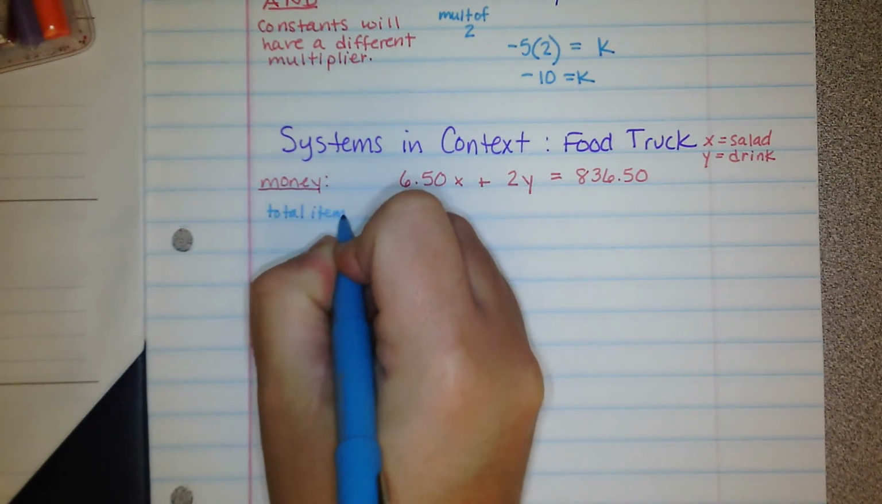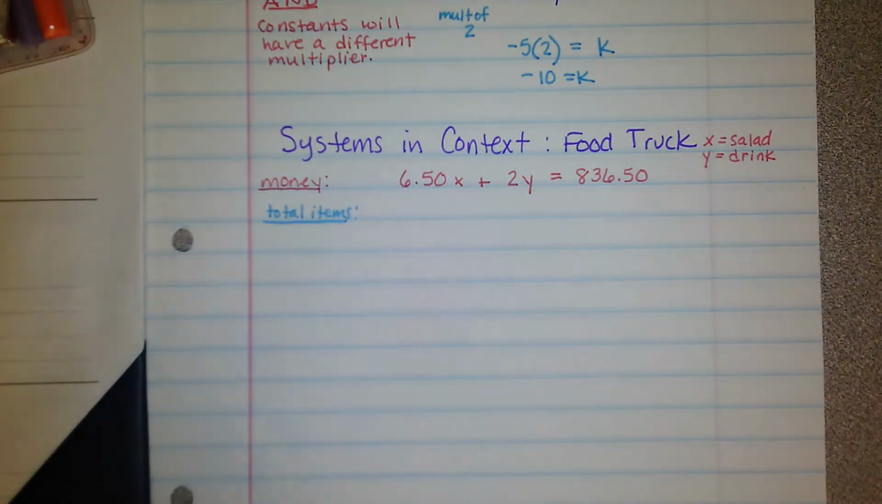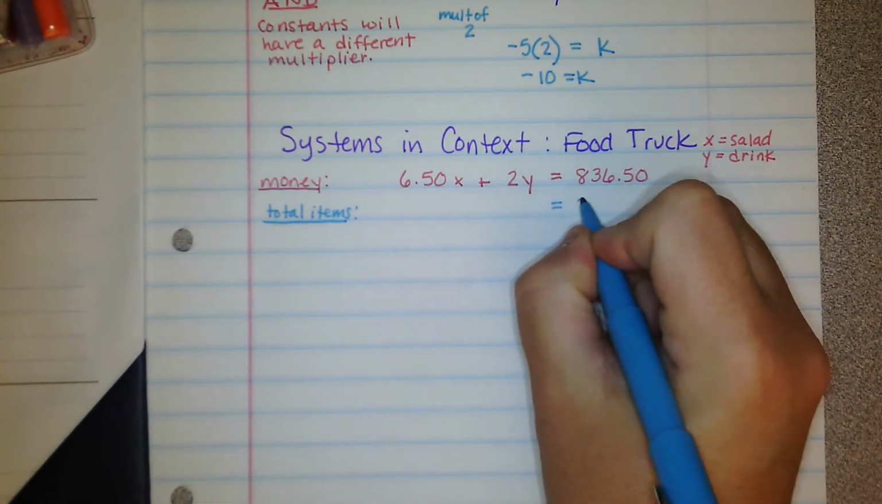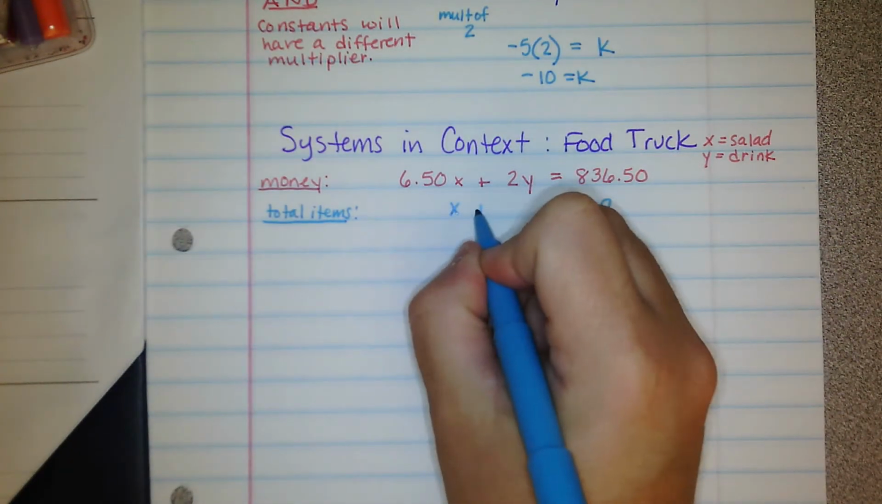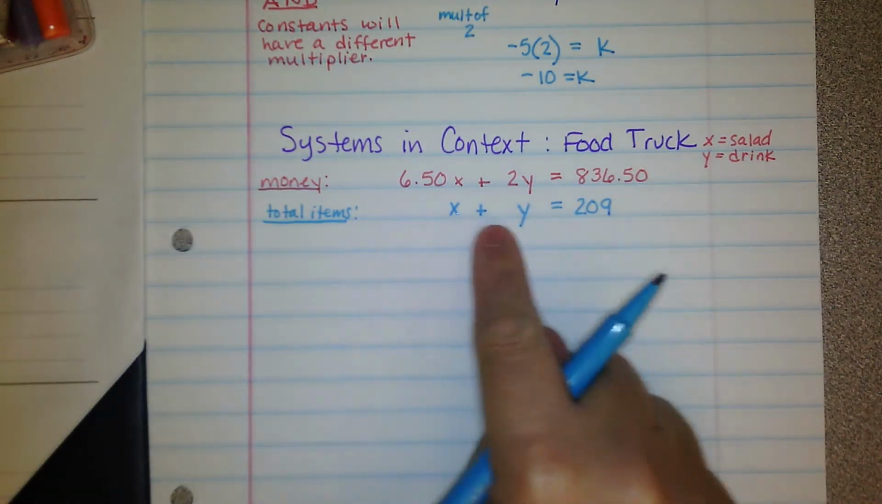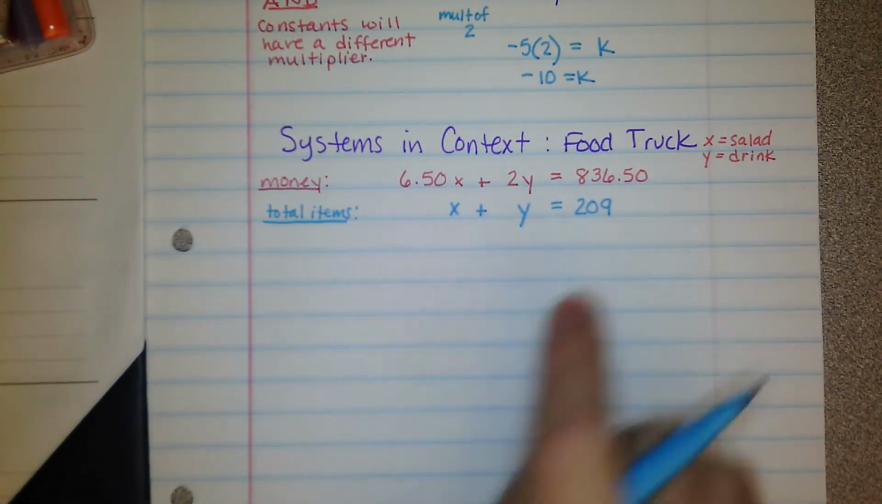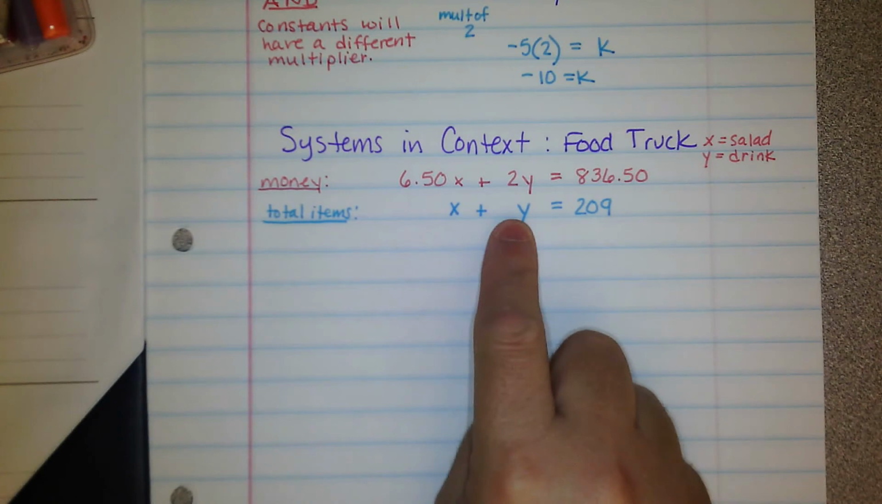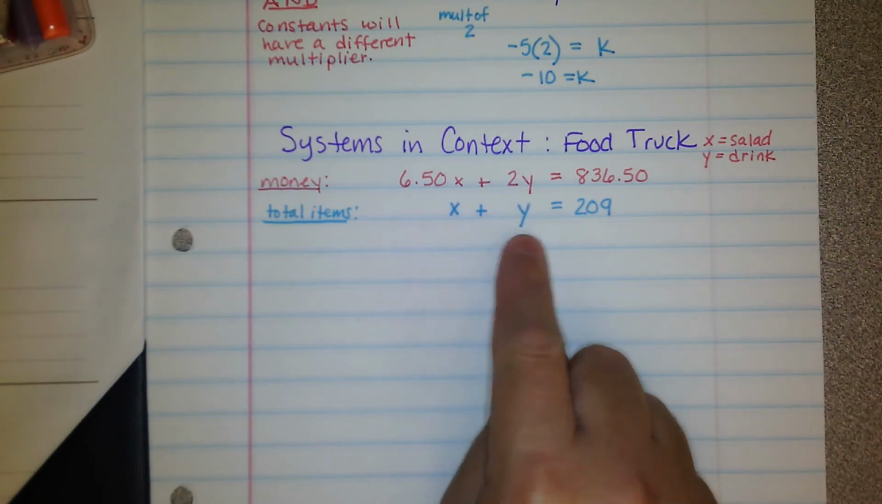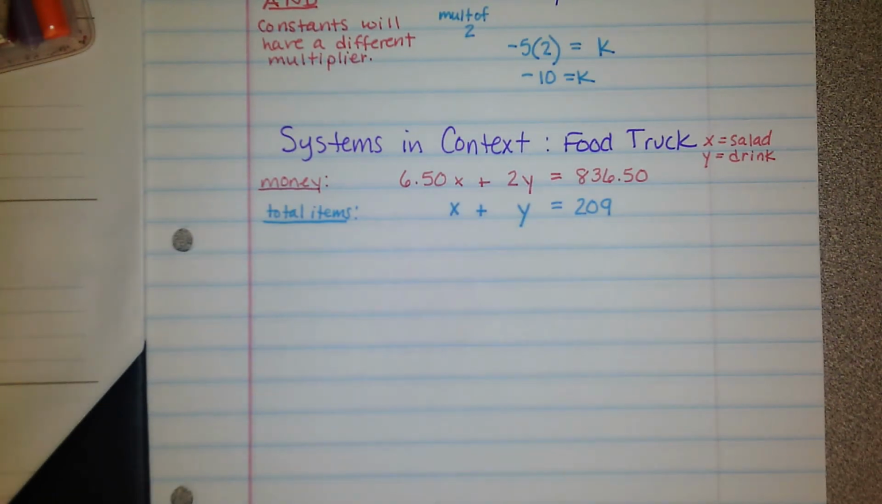Our second equation isn't so obvious, and this is the total equation. The total items equation deals with how much stuff we are talking about. In this case, it says that a total of salads and drinks combined is 209. So we know that the total is 209, and that comes from all the salads plus all the drinks. Now this one isn't quite so obvious. This is called the ambiguous case or the missing term, or whatever you want to call it in math. This is the one where you actually have to read the context in order to figure out how to write that equation. So that's the setup.